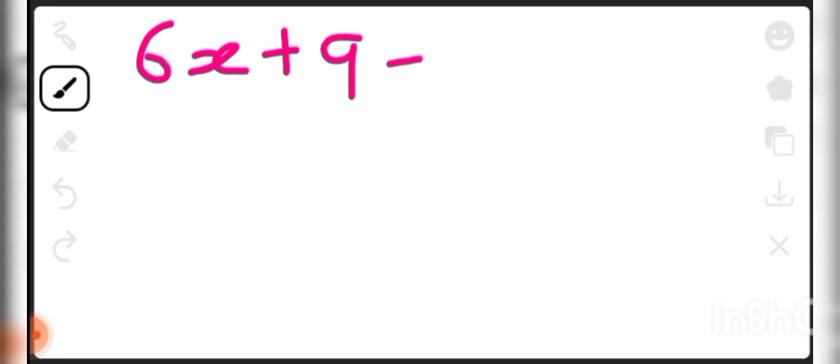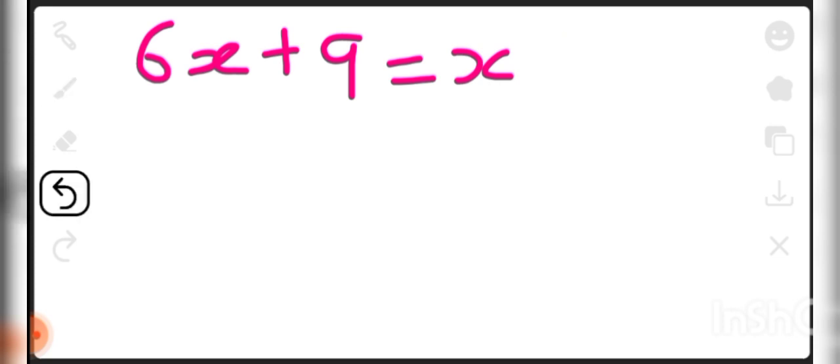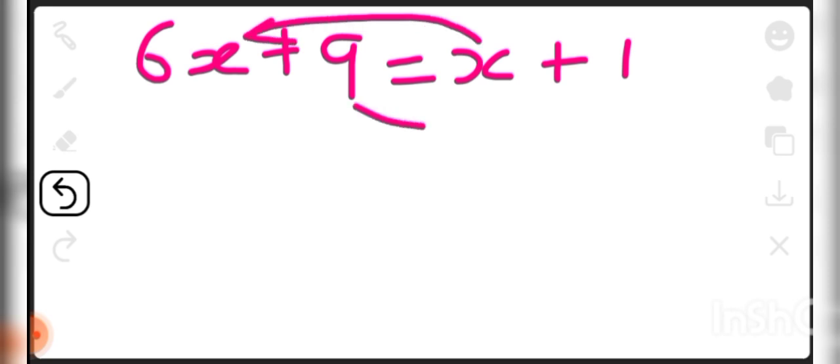Let's look at this. If 6x plus 9 is equal to x plus 1, what will be x? First thing, collect like terms. Let's go to this side. So I'll move this to the other side.